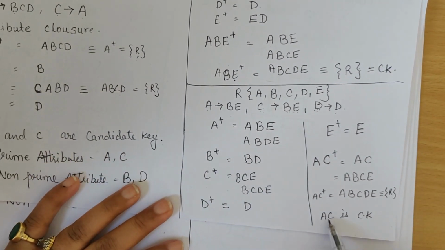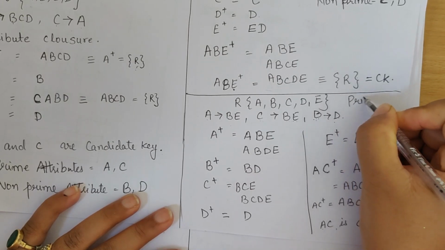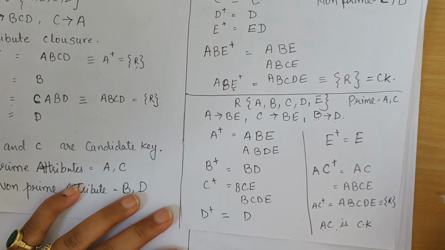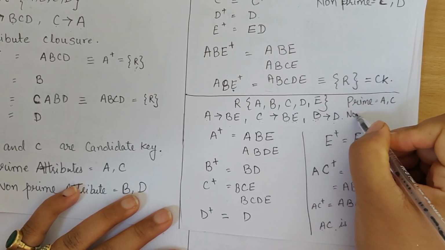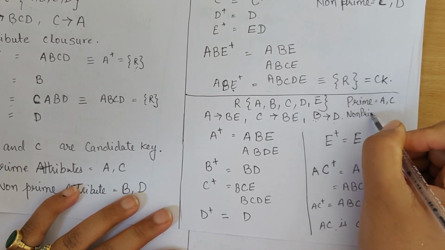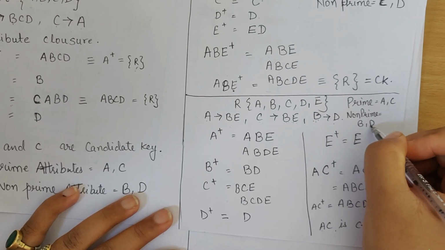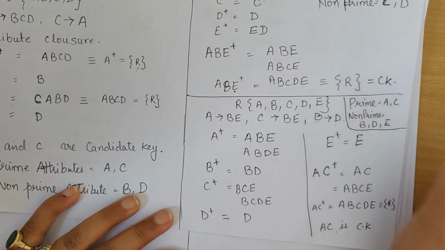For this question, AC is the candidate key. So prime attributes will be A and C, and non-prime attributes will be B, D and E. So they are the non-prime attributes.